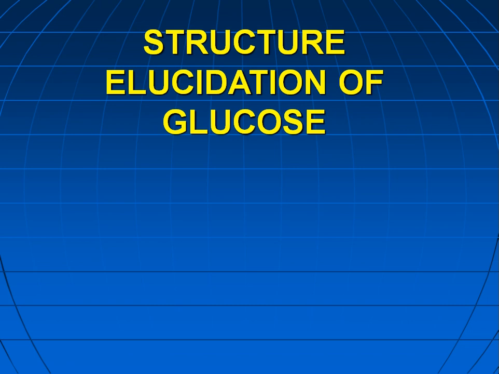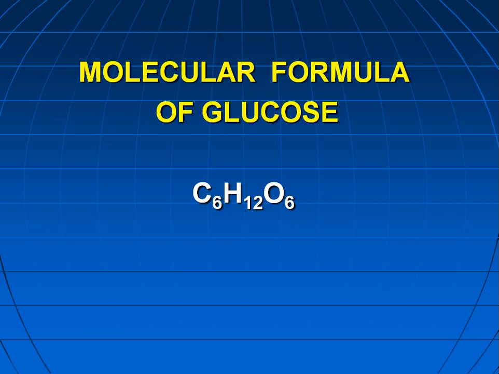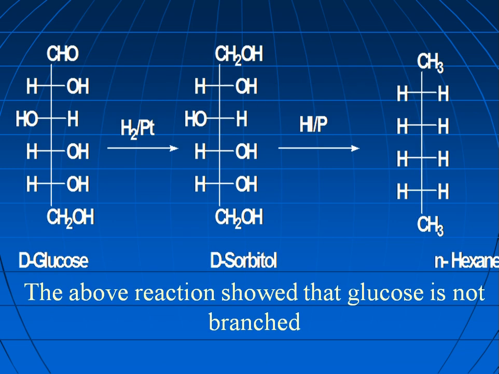In this video, we will discuss the structure of glucose. The general formula of glucose is C6H12O6, and these are the structures which you are observing on your screen. On the left-hand side, this is the linear structure of glucose.